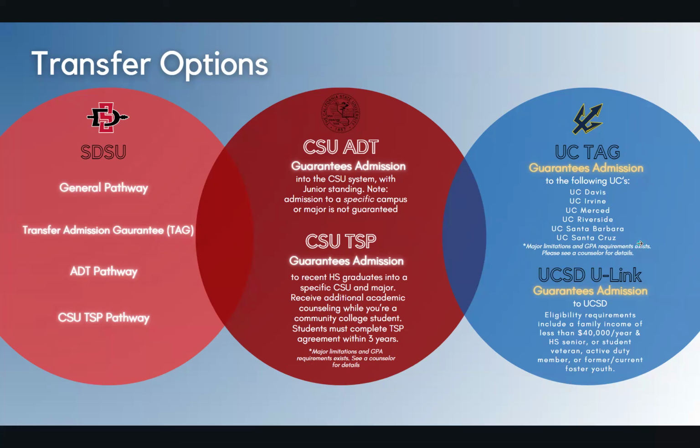Moving on to UCs, we have what's called UC TAG. Of the 8 UC campuses, only the following listed here actually participate in TAG. This means that for UCSC, UCLA, and UC Berkeley, they are not offering this guaranteed admission. As you might have guessed from the previous TAG mentioned earlier, the SDSU offers, TAG does stand for Transfer Admission Guarantee. This means that you get guaranteed admission into a specific UC campus and into a specific major.